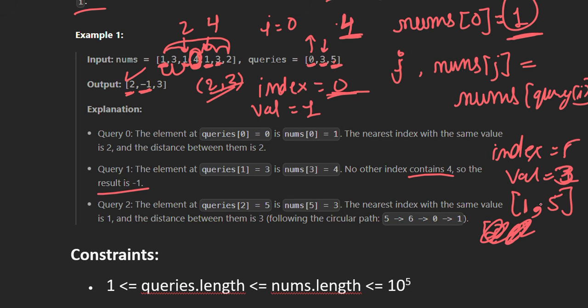So see, now if we find the distance in the backward direction, then it will be 1, 2, 3, 4 steps. But if we go in the forward direction, then 1, 2 and 3. So out of 3 and 4, which one is minimum? So 3 is the minimum distance, so we have stored 3, right?